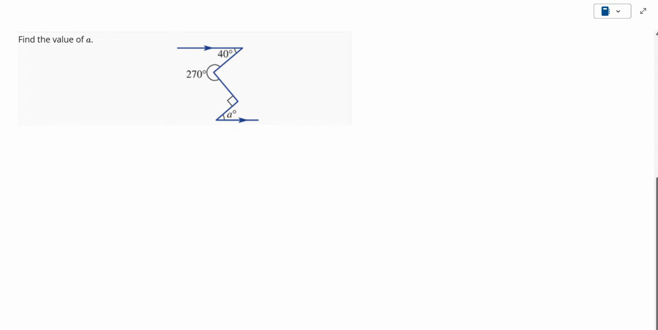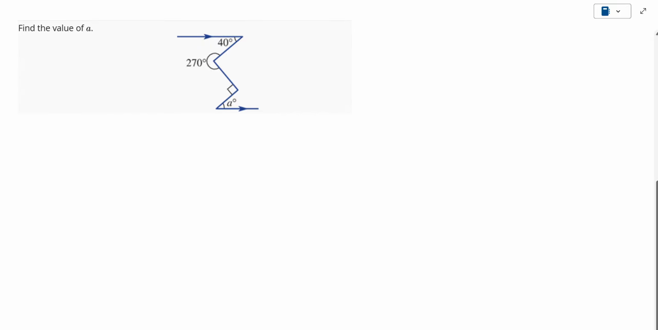In question 2 here we have a series of strange curves or jagged edges with angles, and we're asked to find the value of angle A down the bottom. We have two sets of parallel lines. You should be able to recognize from earlier in the term that if you draw an additional parallel line through here and through here, we are able to carry values through each one. So using the Z rule, this angle in here is going to be equal to 40, because of the Z rule.